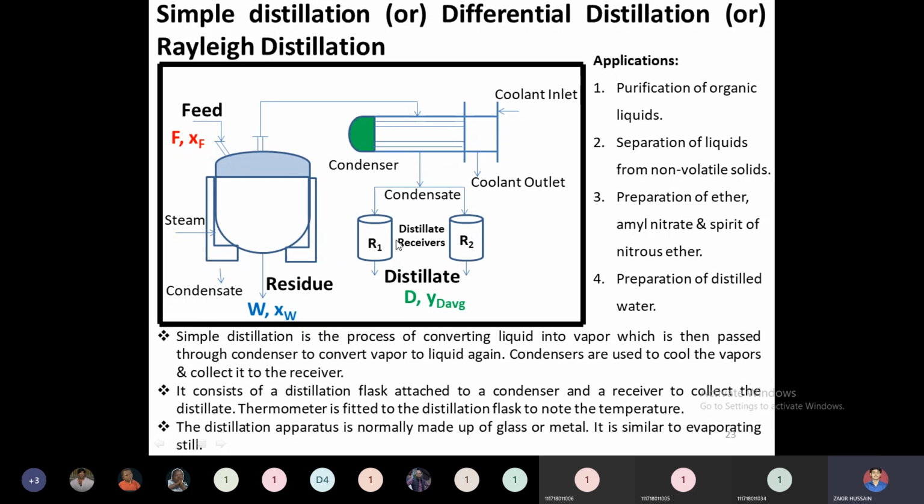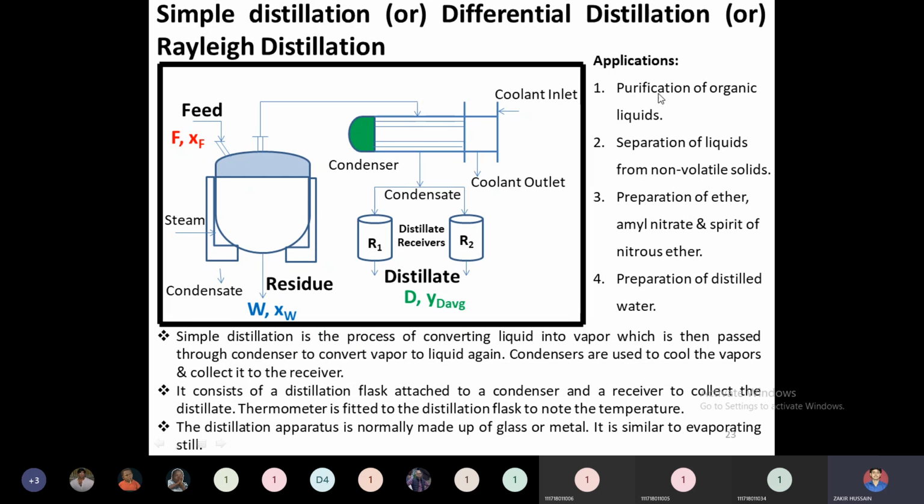The mole fractions will change in the respective cuts. Because of that, we are taking the average. Then in the residue, the moles of residue formed will be W, and the mole fraction of the more volatile component in the residue will be denoted by XW. So where does this simple distillation find application?